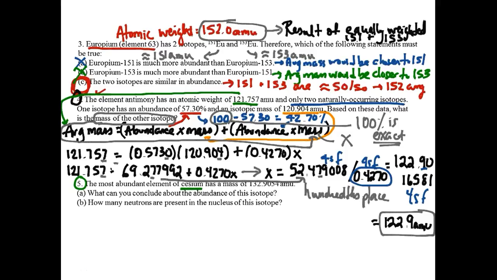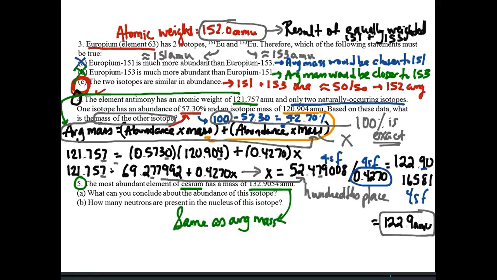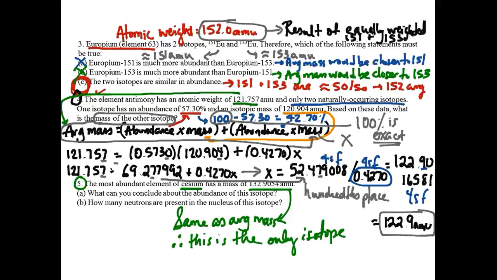So if we go back to here, what this is telling us is that the mass of this isotope of cesium is the same exact number as the average mass on the table. So what that means for us is that this is the only isotope of cesium that exists on Earth. And therefore, when we answer question part A, we can say that the abundance of this isotope is 100%. That's because the periodic table mass matches the mass of this isotope.